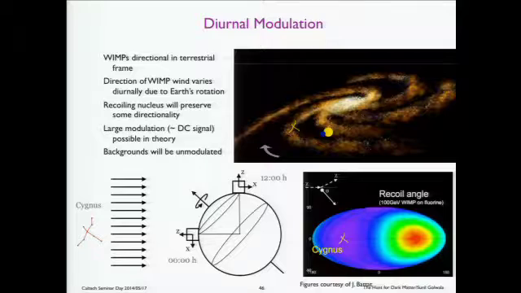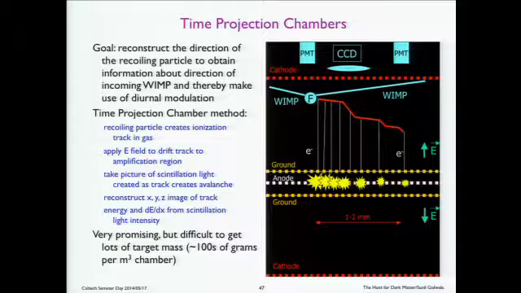So if you're able to measure the direction of the recoiling nucleus, that direction will always be in the hemisphere away from Cygnus. And so you can look for what's called diurnal modulation, the fact that the direction will be modulated in the lab frame, and try to detect this particular signature of dark matter. The way to do this is by making an image of the track of the recoiling particles.